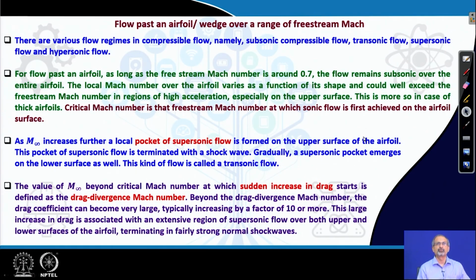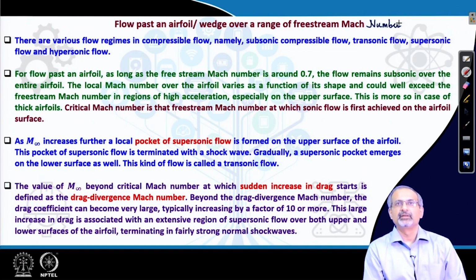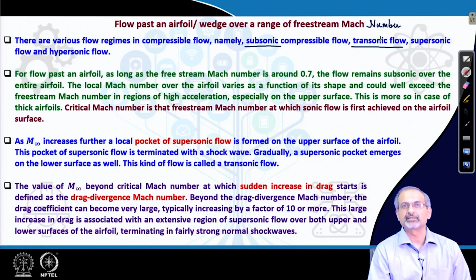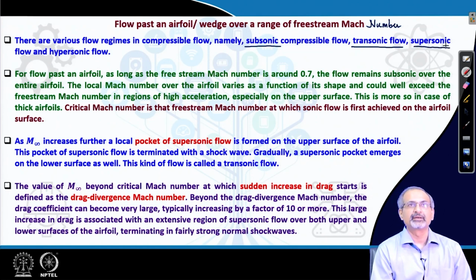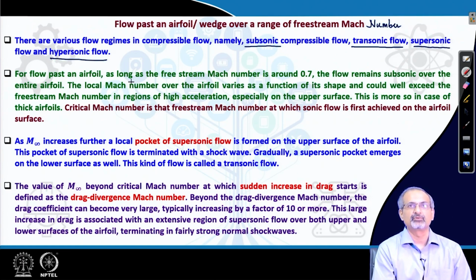So, we will now discuss flow past an airfoil or a wedge over a range of free stream Mach numbers. It is better to add the word free stream Mach number, and we are coming towards the end of our discussion on compressible flows. We now have a fair idea about the range of Mach numbers which can occur in a compressible flow. They can vary from subsonic compressible flow to a transonic flow, which is around the Mach number 1 range. We will discuss more about it. Then Mach number greater than 1 and much greater than 1, which we call hypersonic flow.